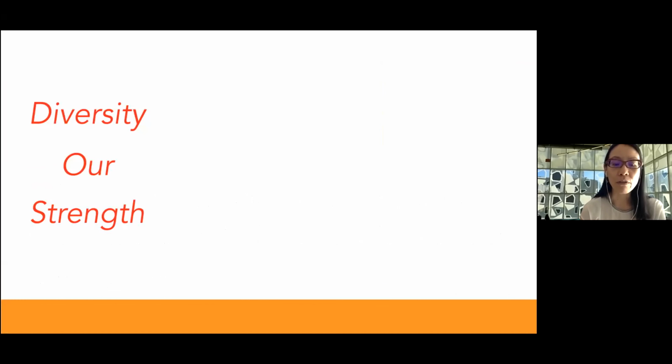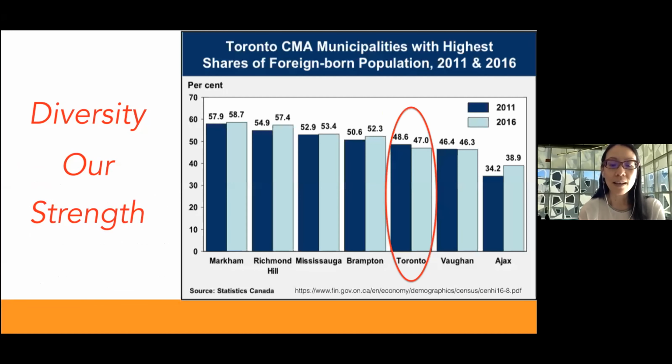Diversity, our strength, is a widely used slogan. Also, it's Toronto's city model. We normally measure diversity with data. In North America, today's immigrants tend to bypass the traditional downtown core and settle directly into the suburbs. As you can see in this graph, suburban municipalities in the Greater Toronto Area represent hyperdiversity.